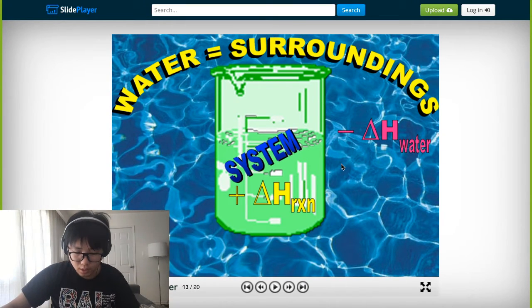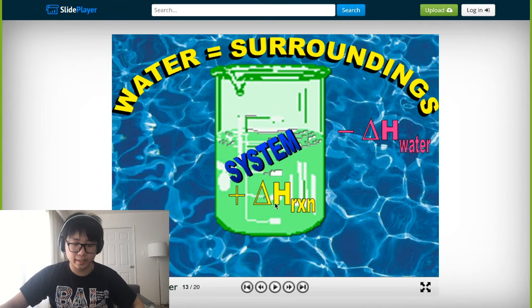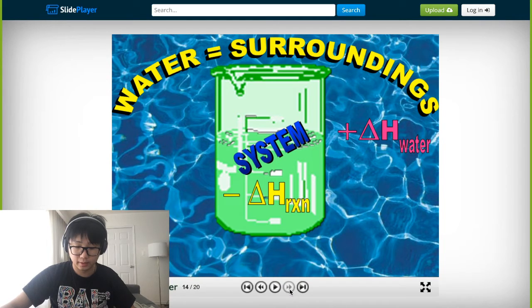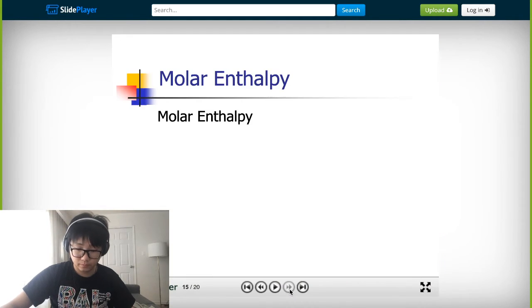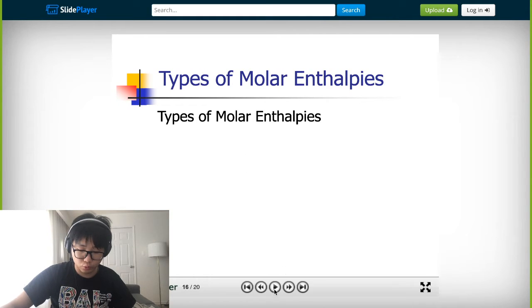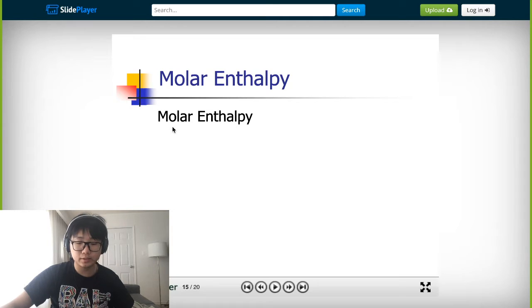Okay, so in this case, they're saying in a calorimeter, the water is the surrounding. And in this case, negative delta H. Negative means exothermic, so it's probably losing heat, and then the system is absorbing the heat. All right. So molar enthalpy is when you adjust it to 1 molar. So that was the thing I was talking about earlier.